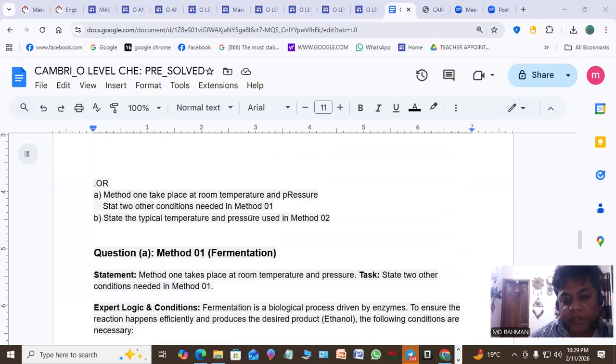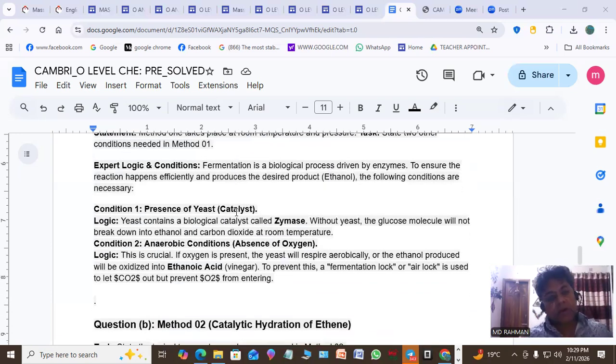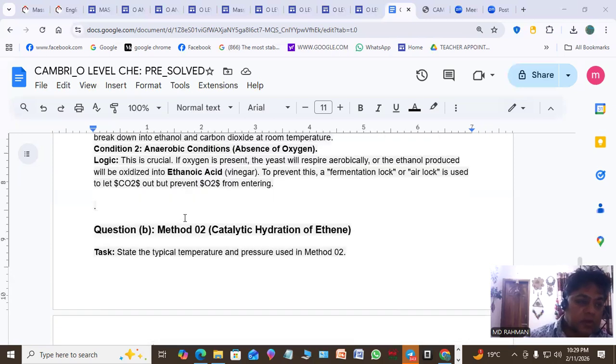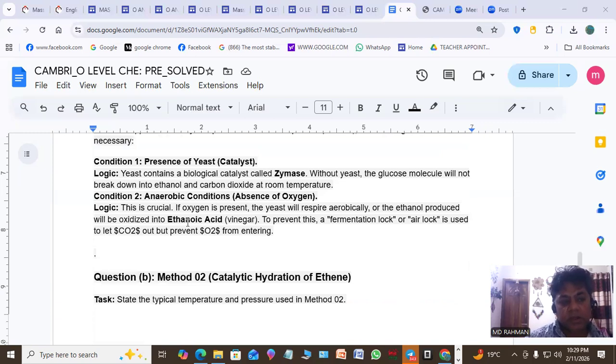So we got four conditions in method 1. One is room temperature and pressure. Another one is a catalyst. Another one is anaerobic condition, that is absence of oxygen. So now we are getting the answer: yeast, which provides the zymase enzyme, and the other one is anaerobic condition, that is absence of oxygen. So these two are the answer.